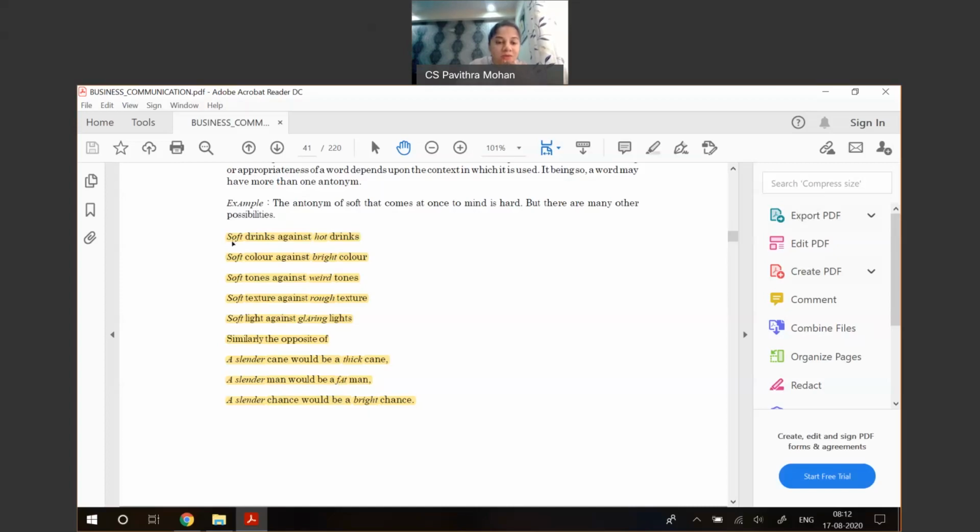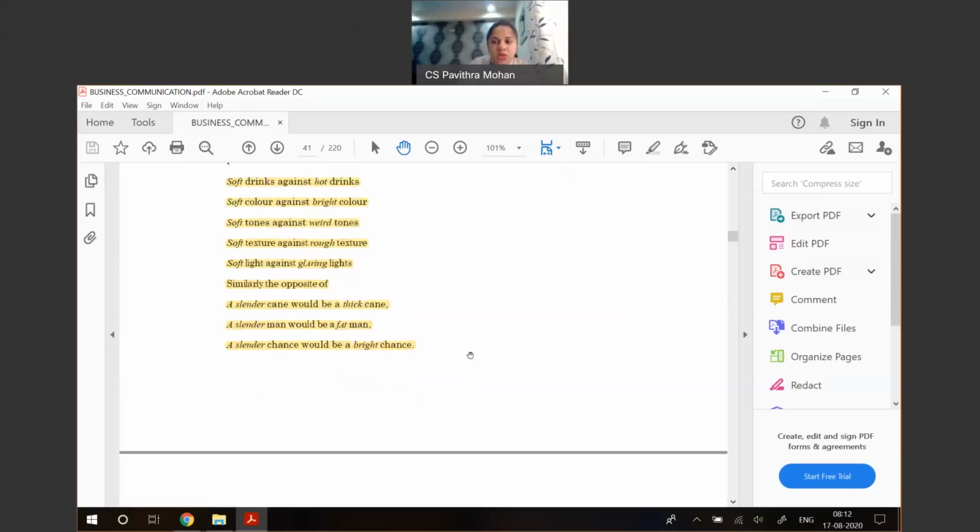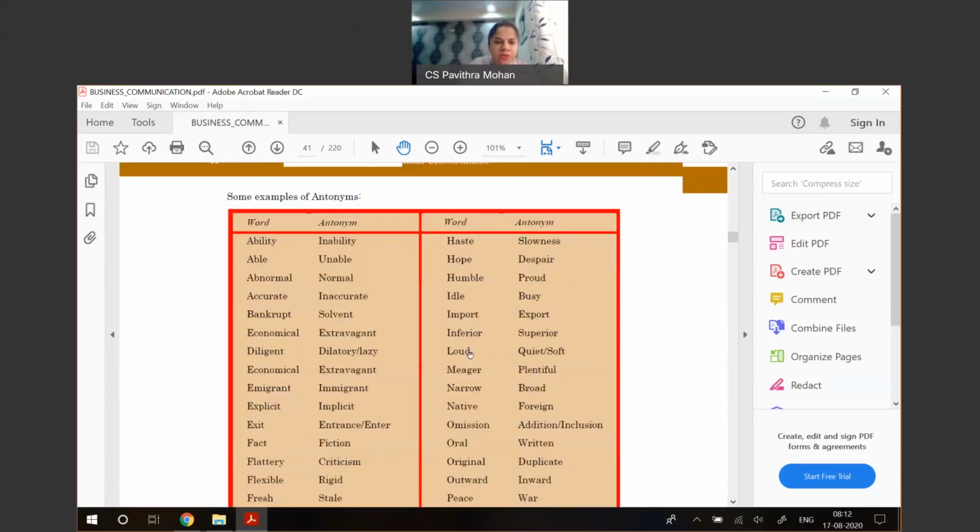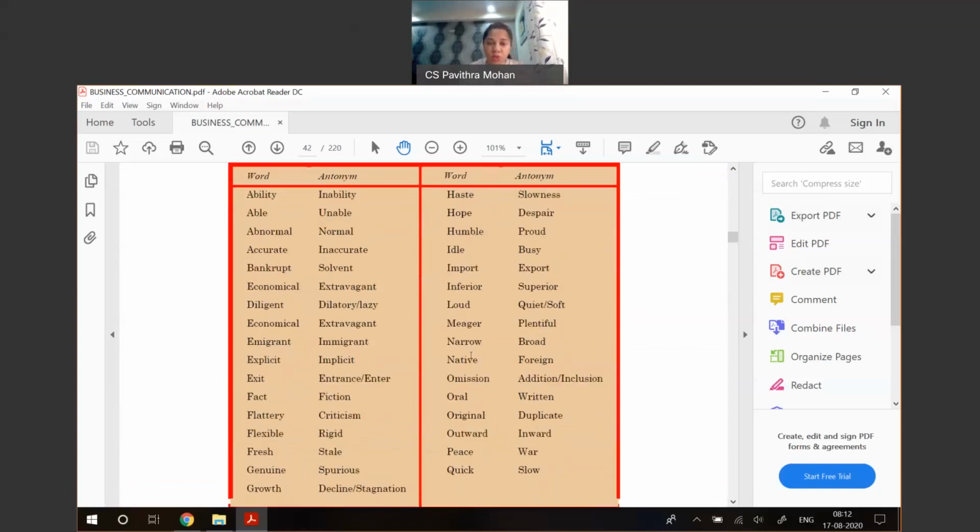Okay, so the meaning of soft is not hard. If you see, it became hot, bright, weird, tough, glaring. All this depends on the usage. Okay, based on usage, the opposite words can differ in meaning. So, what happens with opposite words? So here we have given you a set of opposite words.